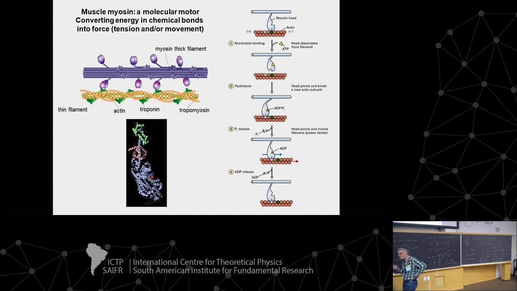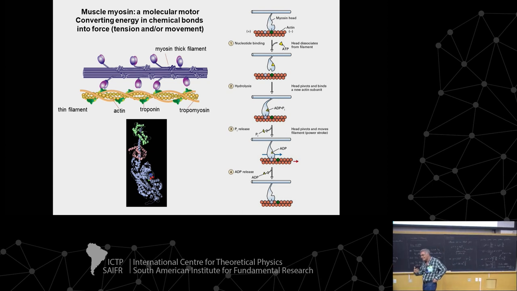But the hydrolysis of the nucleotide and the release of the products, the ADP and the inorganic phosphate, changes the conformation. So it changes the equilibrium between conformational states. Before the hydrolysis, one state was favored, even though it's in equilibrium, and then you hydrolyze, and that changes the equilibrium. Thank you.